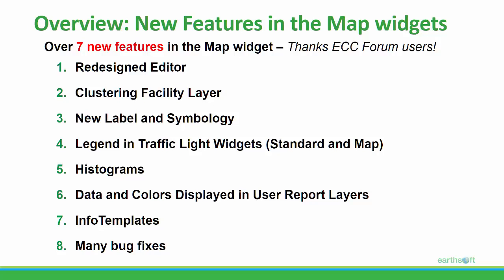Here I've listed just a few of the features that we'll be looking at today. We have redesigned the widget editor for the map widget in our new version. We have some new features such as clustering facility layers, some new symbologies and label types. We have legends available now in the traffic light widgets, both standard and map. One of the key features is generating histograms in the map widgets. And of course, we have some new types of info templates, such as custom info templates that you can use for a facility layer as well as your report layer, and plenty other bug fixes. You can see the bug fixes in our release notes, which I'll show you at the end of the presentation.